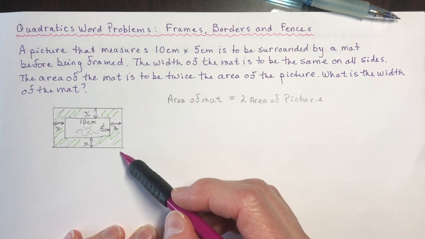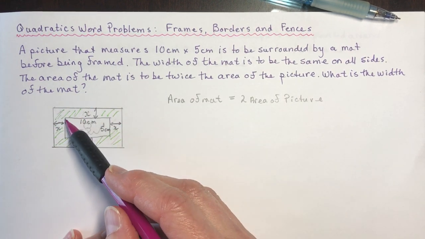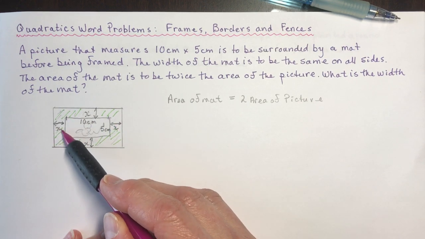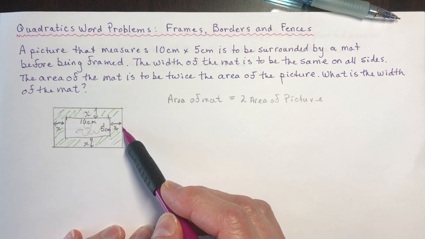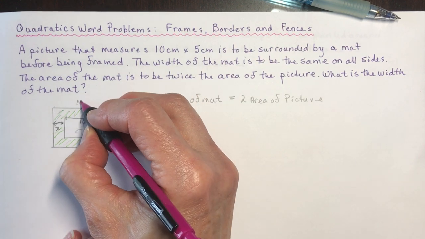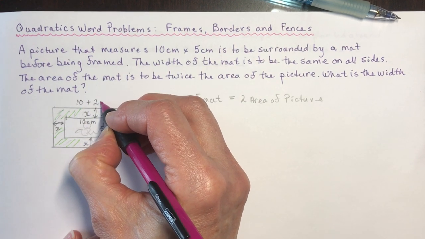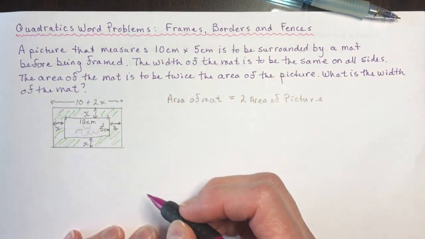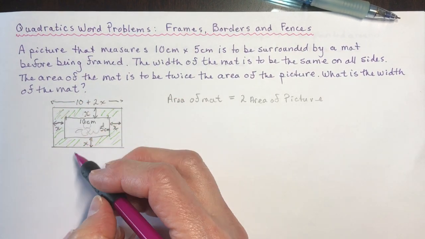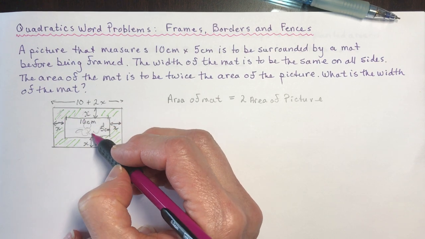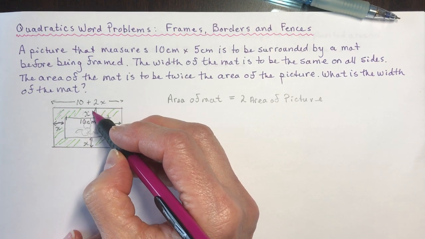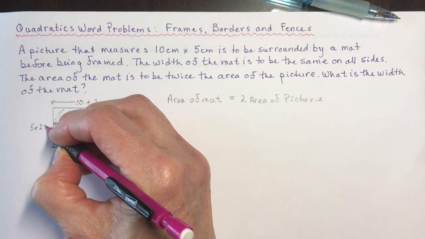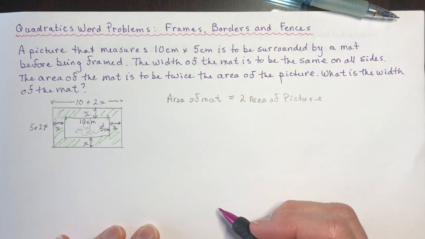So how big is everything here now? Well, I know it's 10 centimeters from here to here, and I know this is X, 10, and X. So this is going to be 10 plus 2 X's. That's the length with the mat. And the width here is going to be 5 centimeters, so X, 5, X. So 5 plus 2 X is going to be the width.